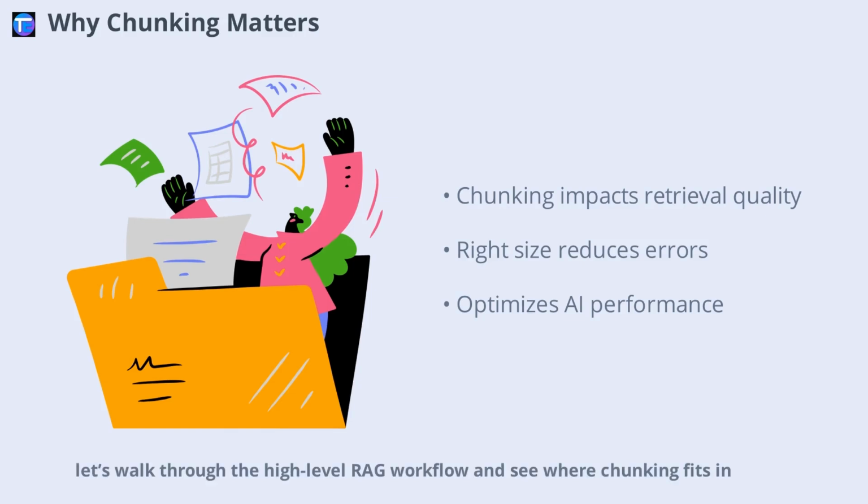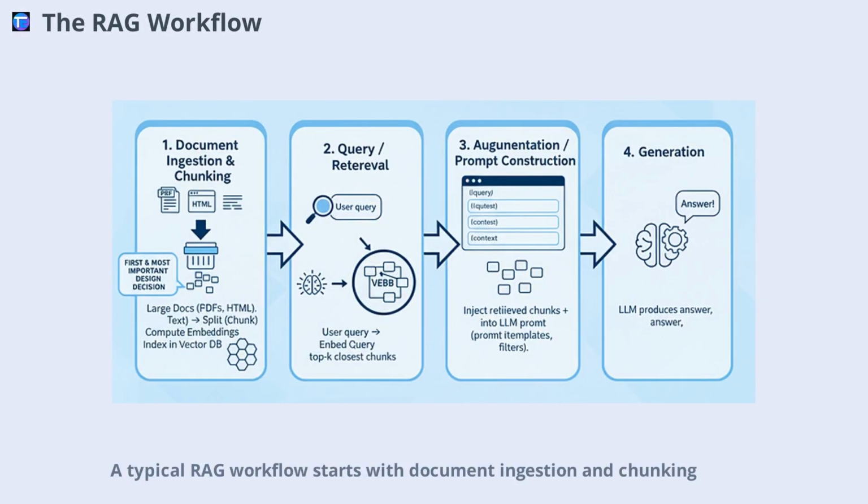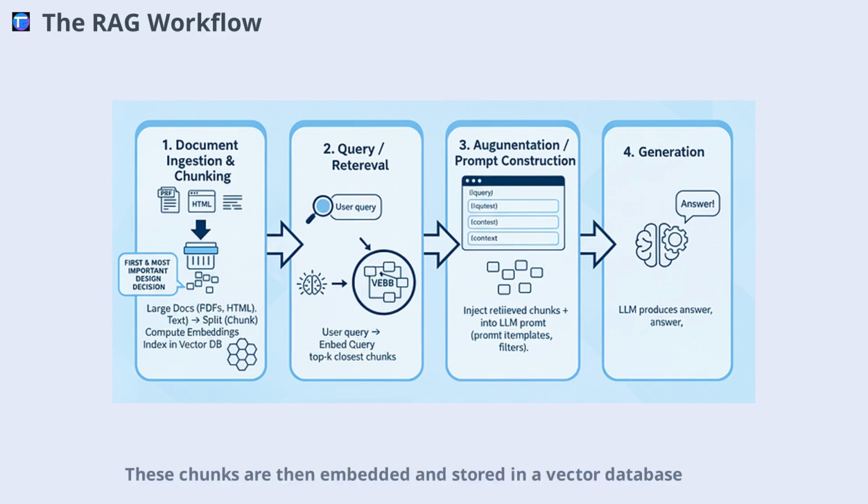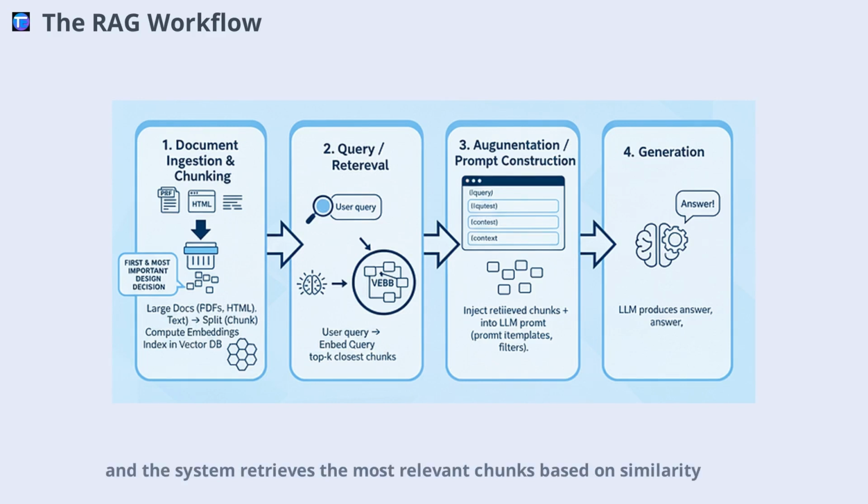Next, let's walk through the high-level RAG workflow and see where chunking fits in. A typical RAG workflow starts with document ingestion and chunking. Large files like PDFs or HTML are split into manageable pieces, or chunks. These chunks are then embedded and stored in a vector database. When a user query comes in, it's embedded too, and the system retrieves the most relevant chunks based on similarity. These chunks, along with metadata, are injected into the prompt for the language model, which then generates a grounded answer. The quality of the answer depends heavily on the quality of the chunks retrieved.